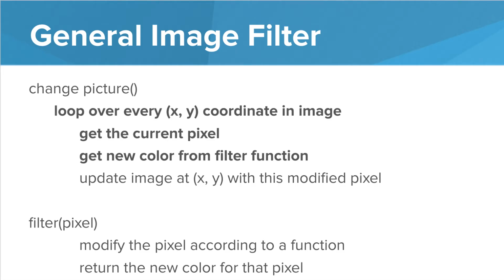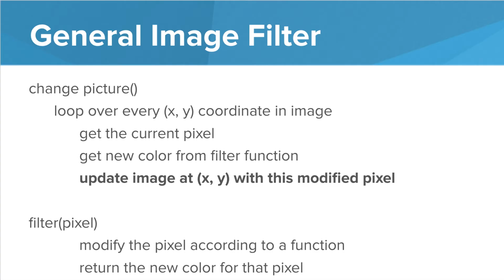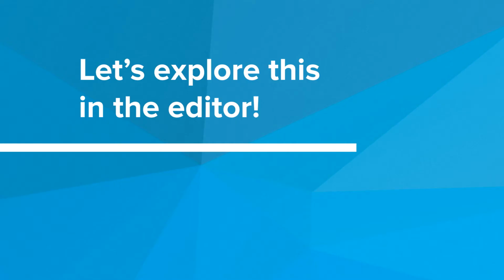The changePicture function will loop through all of our pixels. It will then pass a pixel to our filter function. Our filter function will update the color values for that pixel and then return that new color. With the new values, we can then update the image with our new color. So let's take a look at how this works with a few specific filters in the editor.